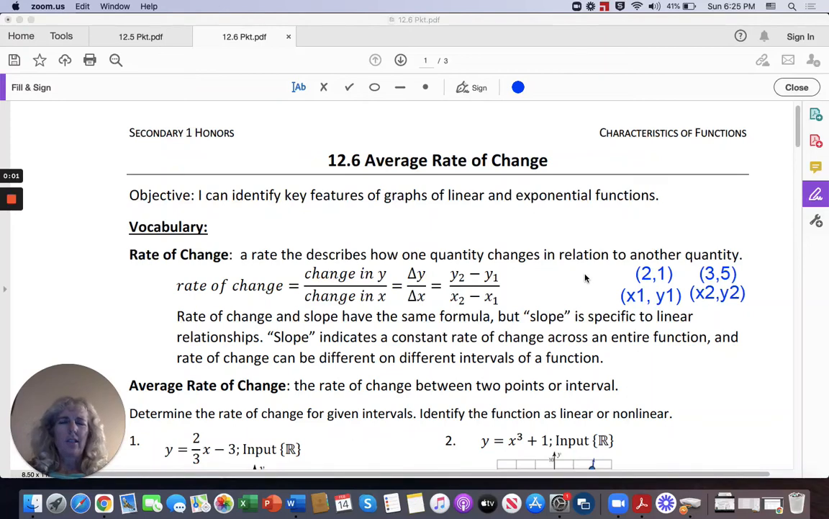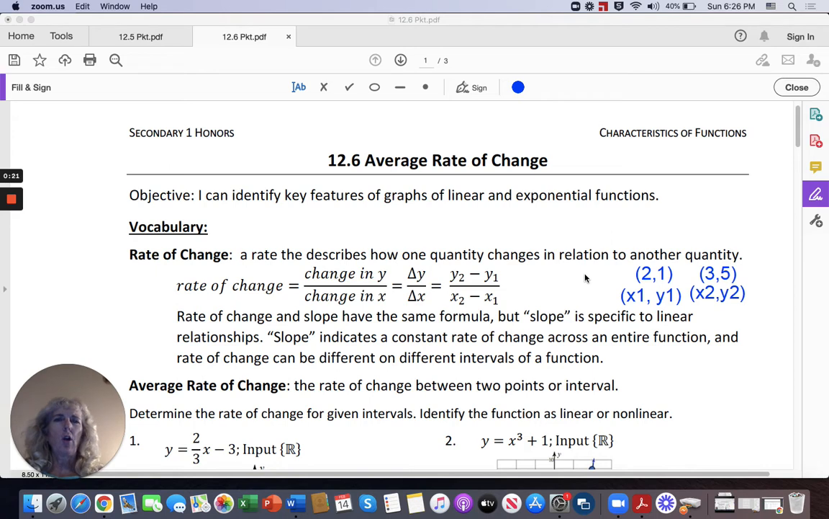Hello students, today we will be going over 12.6, average rate of change. This is on page 183 if you are in a regular class, and page 195 if you are in honors. Okay, so our objective today: I can identify key features of graphs of linear and exponential functions.